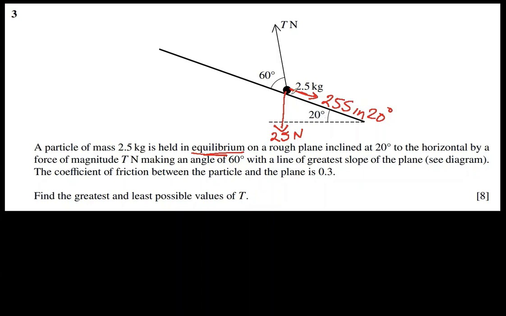So if this force is bringing it down, what is stopping it? Because they said it's a rough plane, that means the frictional force, let's call it F, is stopping it, and that's why it is in equilibrium.